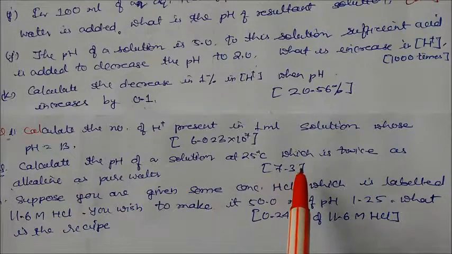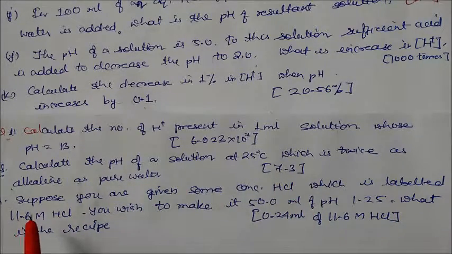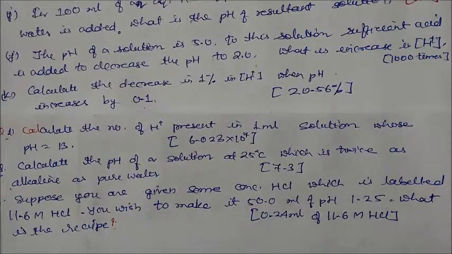The answer is 7.3. Next question: suppose you are given some concentrated HCl labeled 11.6 molarity, and you wish to make 50 ml of pH 1.25. What is the recipe? The answer is 0.24 ml of 11.6 molarity HCl. Please solve all these questions. This will be quite helpful to improve your concept of pH in numericals.